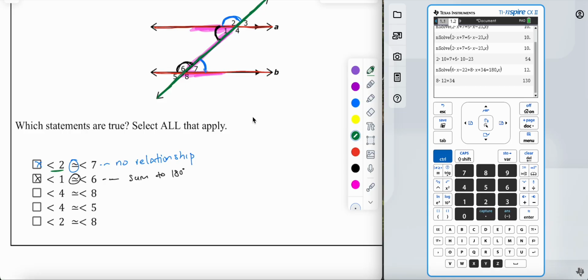4 and 8. So 4, notice that 4 is right here. 4 and 8 is right here. So they are basically in the same position, in the same spot. This one is both to the right, and this is below the parallel, below the parallel. So these are corresponding. They're in the same spot. So these are equal. These are congruent. So 4 and 8 is true.